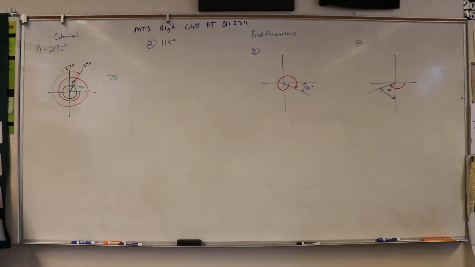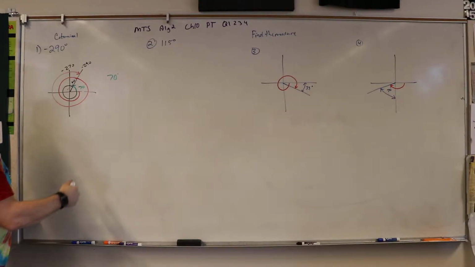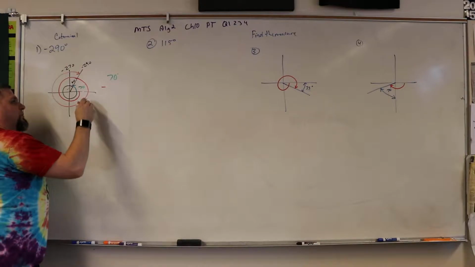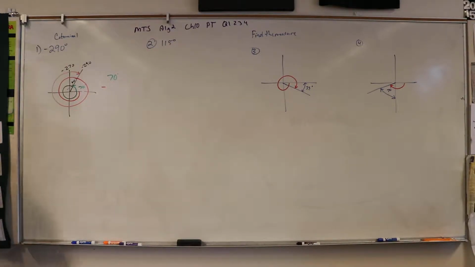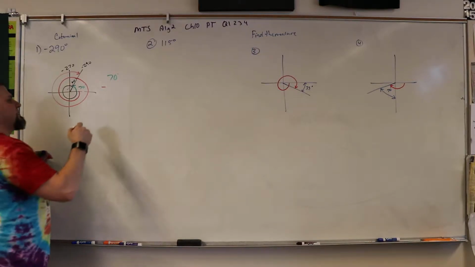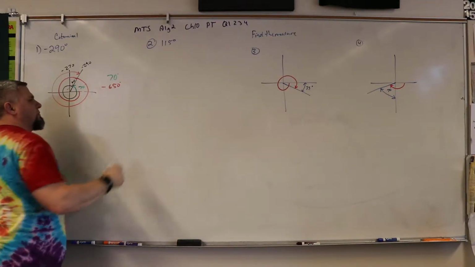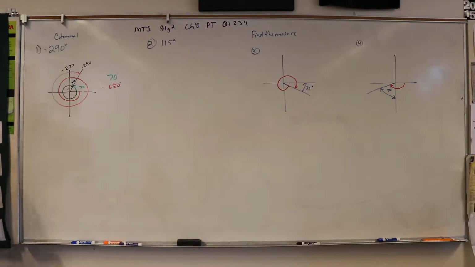negative 360 plus the negative 290. So you've got a negative 360 plus negative 290. 60 and 90 is 150, 150 plus 3 is 650. So that would be my guess on what they're looking for.